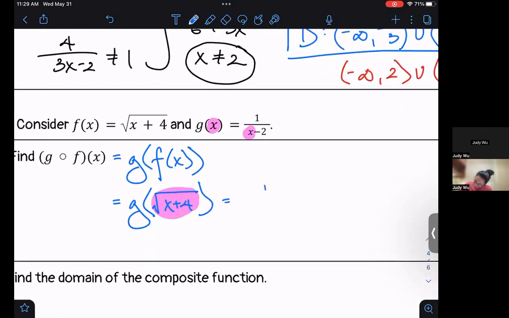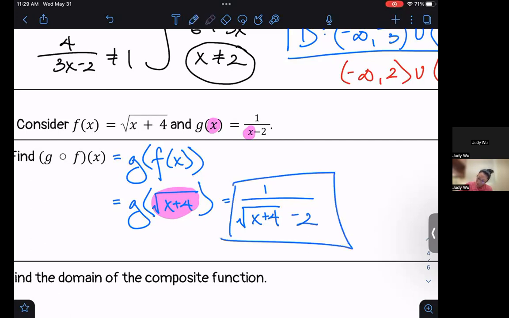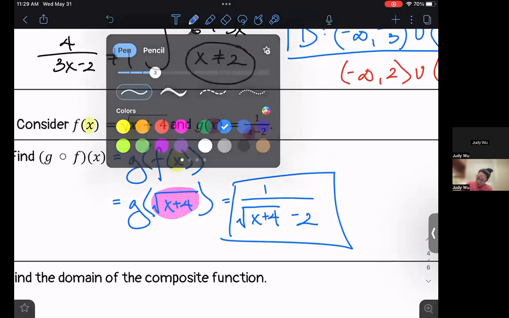This is going to give me 1 over the square root of x plus 4, and then outside of that square root, minus 2. So I took x, I plugged it into the f equation, and then I took that output and put it into the g equation.